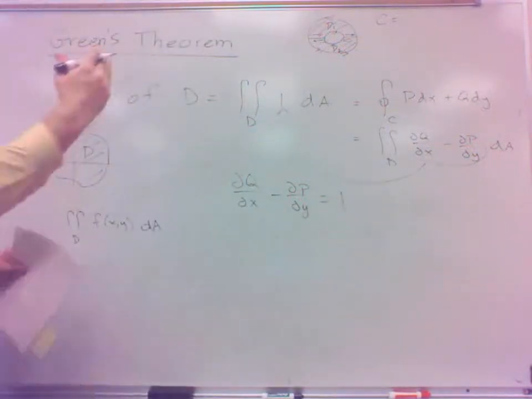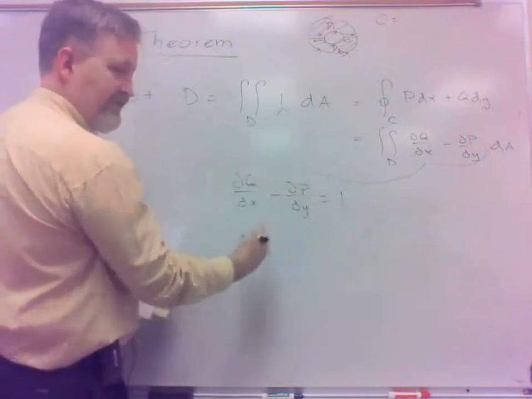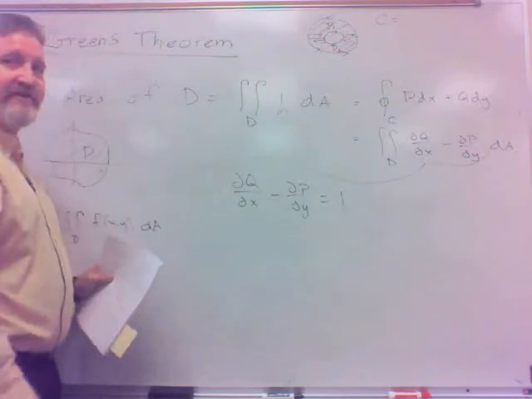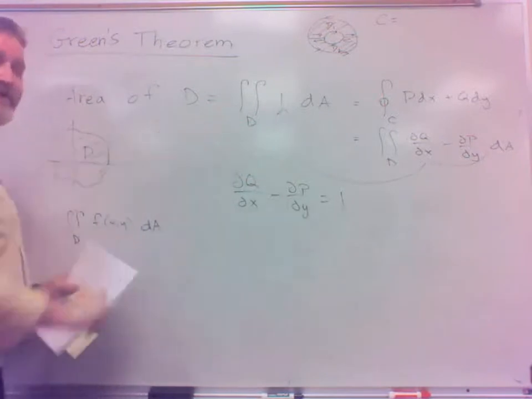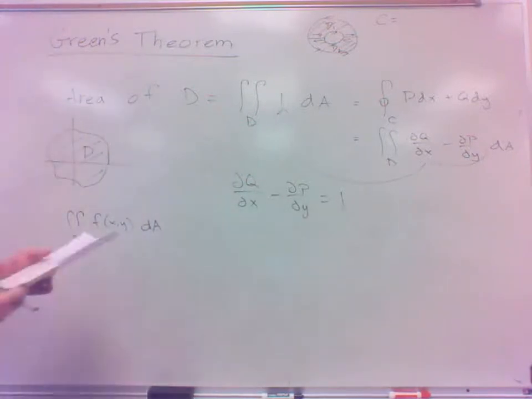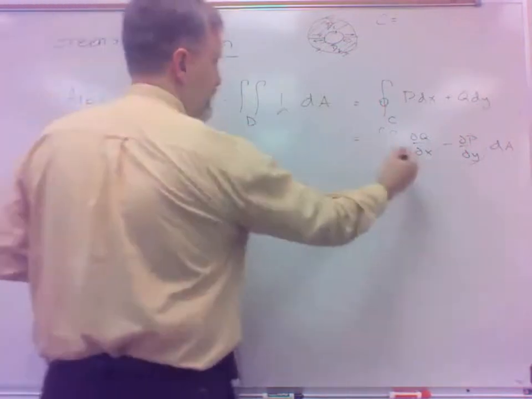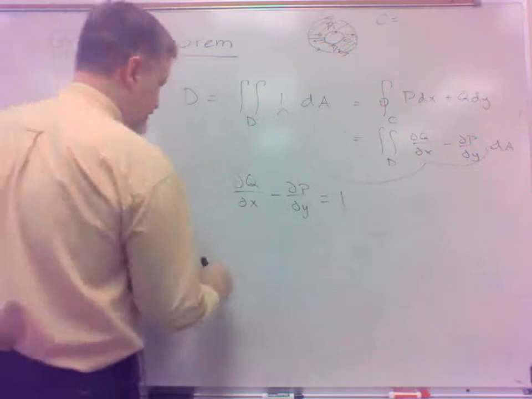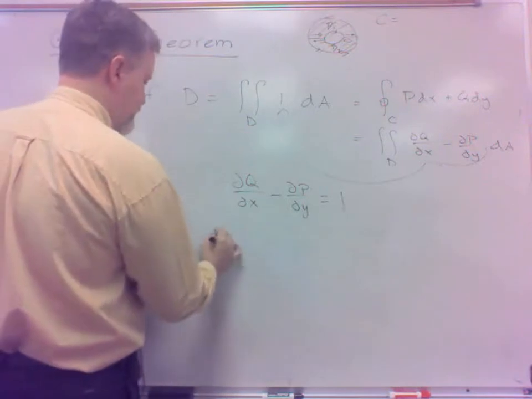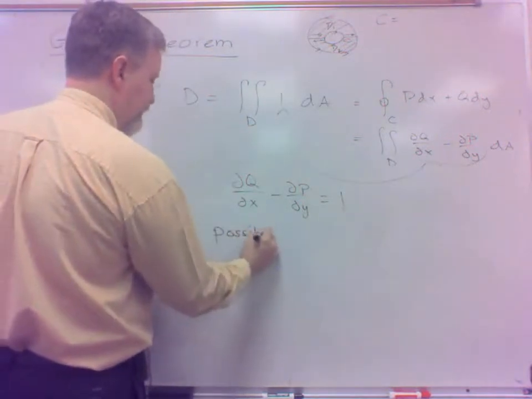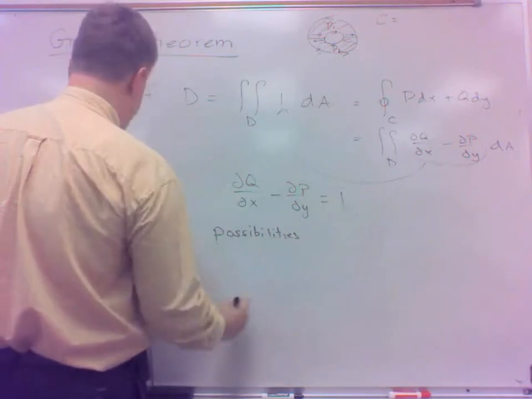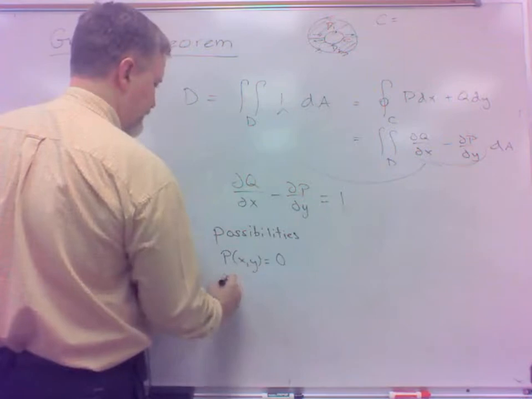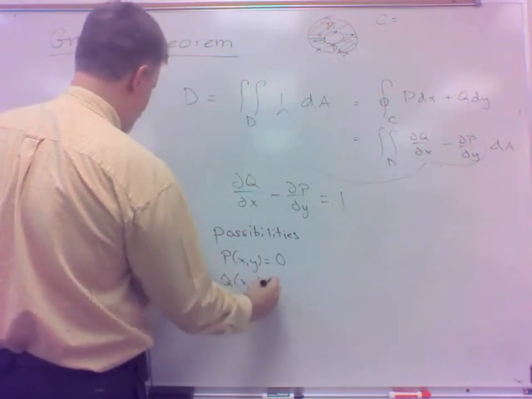So if I could come up with P and Q functions that satisfy that equation, that gives me the area of D if I do my line integral or the double integral this way. There's a couple of interesting ones. Here are some possibilities for P and Q. We've got P of x,y equals 0, Q of x,y equals x.